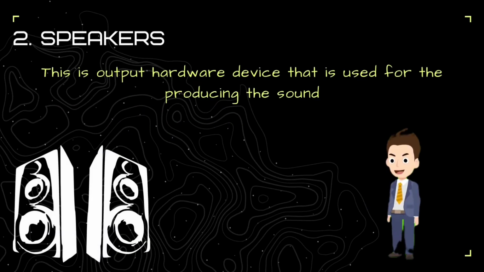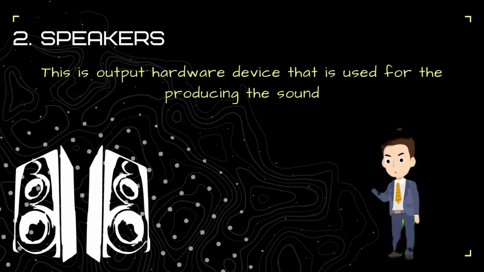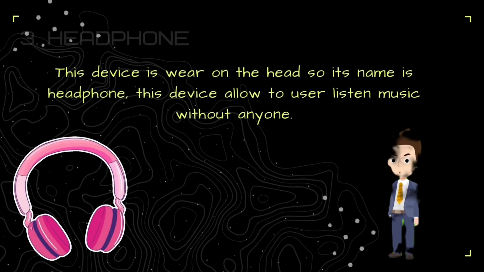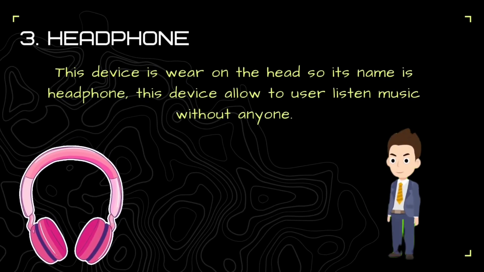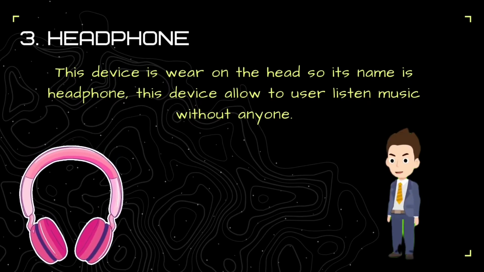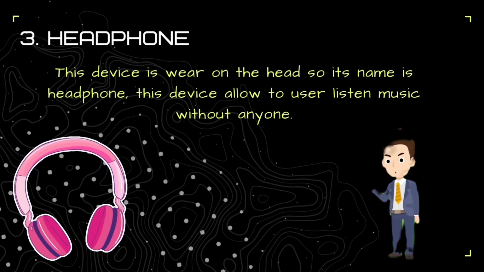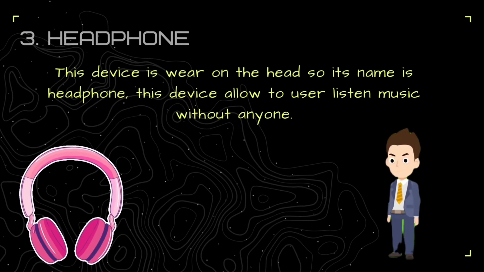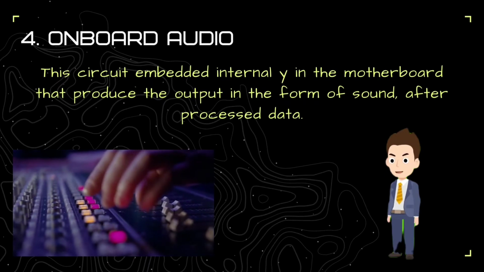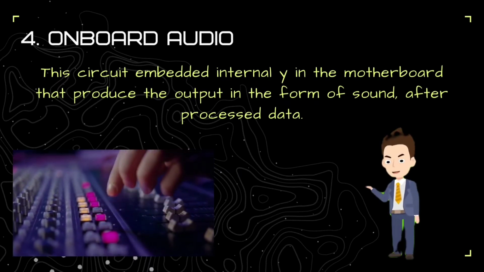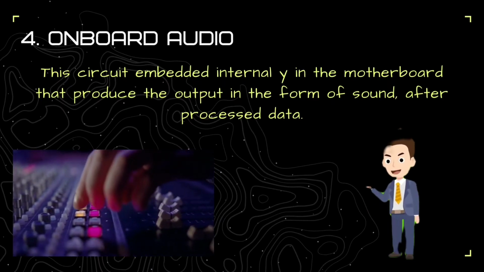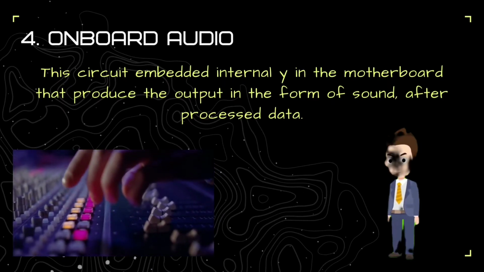Speakers. This is an output hardware device that is used for producing sound. Headphone. This device is worn on the head, so its name is headphone. This device allows users to listen to music without disturbing anyone. Onboard audio. This circuit is embedded internally in the motherboard and produces output in the form of sounds after processing data.